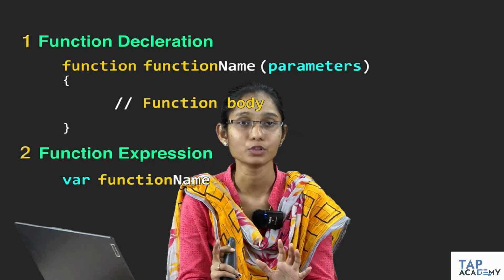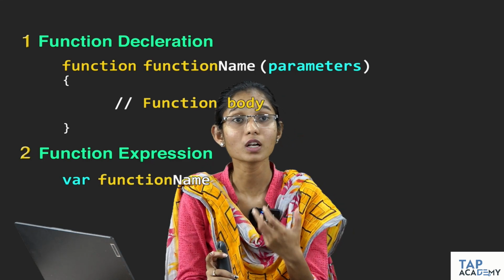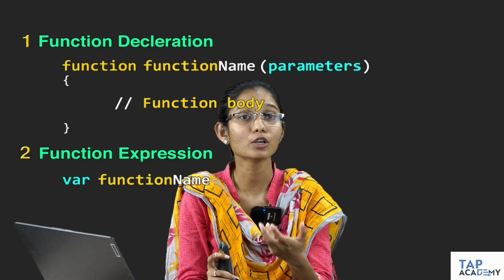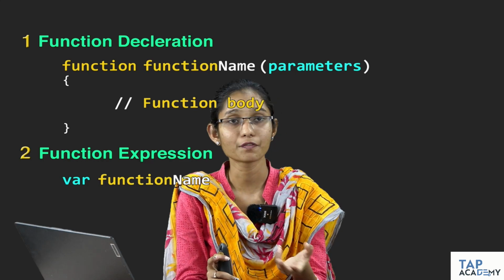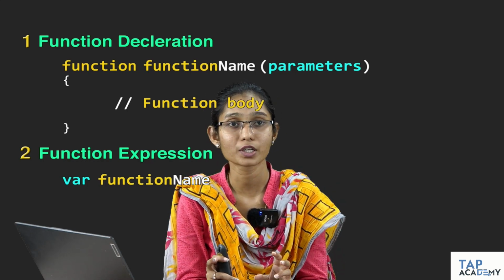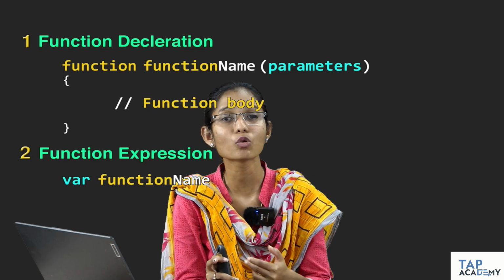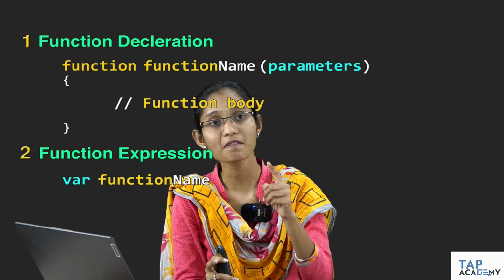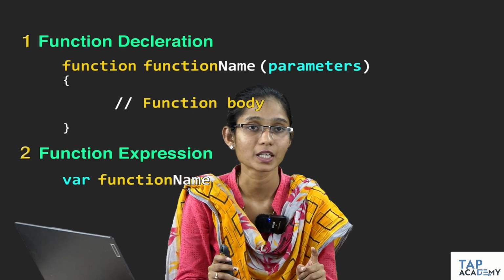so that nobody will get confused. Why? Because we don't call variables. We don't invoke variables. If we want to perform any operation, we will be invoking functions. So that is why they use function name here.